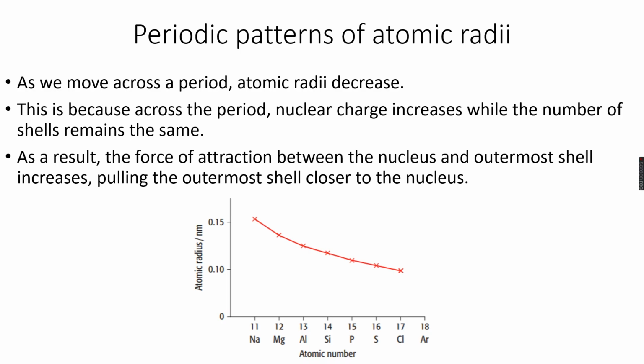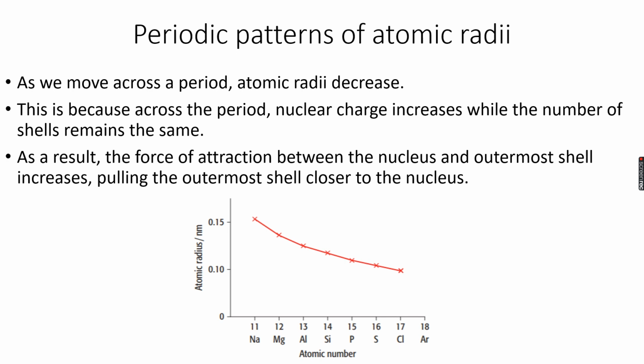Why does this distance decrease? If you see, as we move from sodium to argon, in the case of period 3, the number of protons in the nucleus increases by 1 each time, right? Now, the charge on the nucleus, which is called the nuclear charge, is simply the number of protons in the nucleus, because the other particles in the nucleus are neutrons and they are neutral, they are not charged.